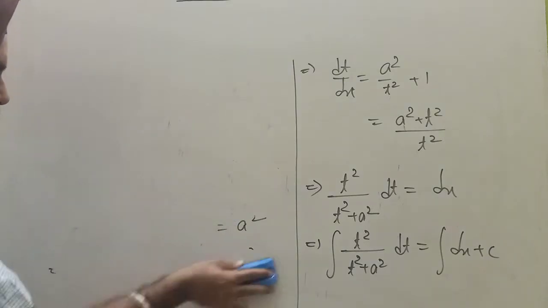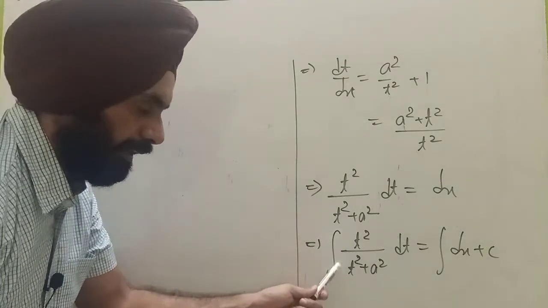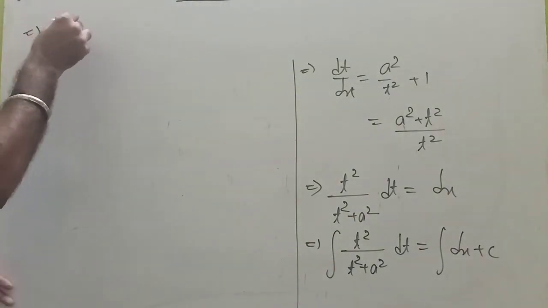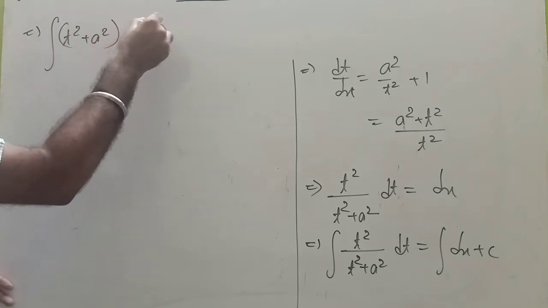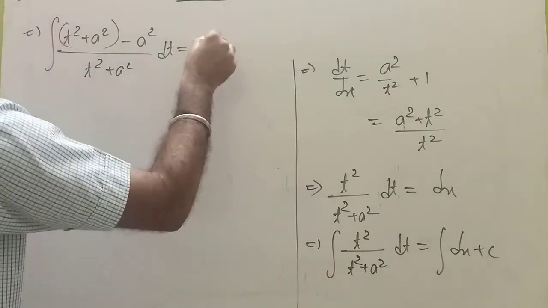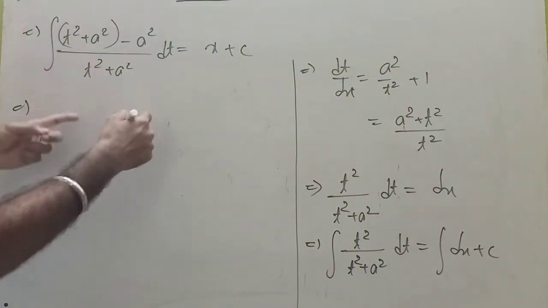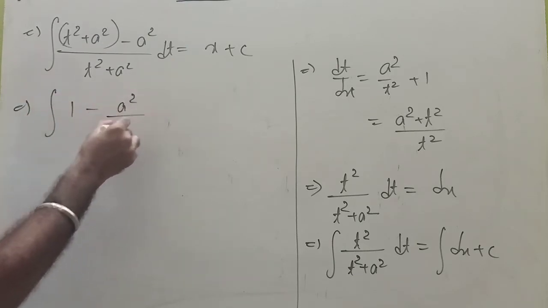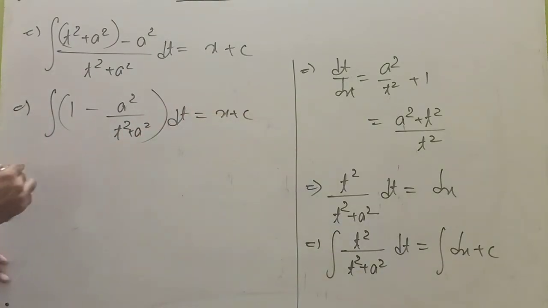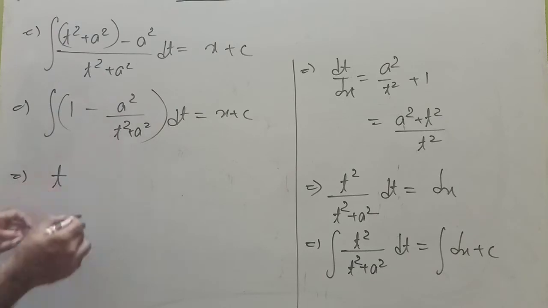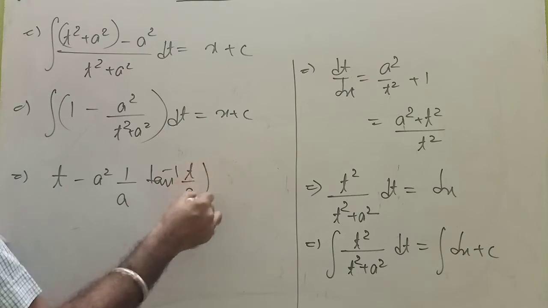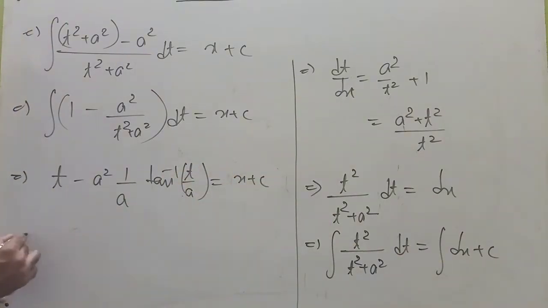First of all, see that the degree in the numerator and the denominator is the same. So you can apply the long division method, or the second method is adding and subtracting a square, divided by t square plus a square dt, and on the right hand side there is x plus c. Now separate this: 1 minus a square over t square plus a square. Now integrating, the first integral is t, and the second is minus a into 1 over a tan inverse t over a, equals x plus c. Replace the value of t.